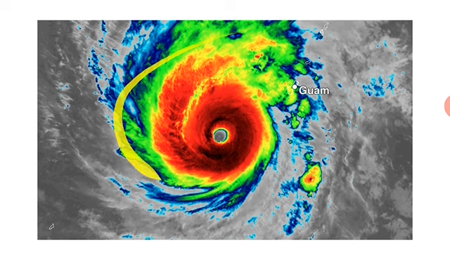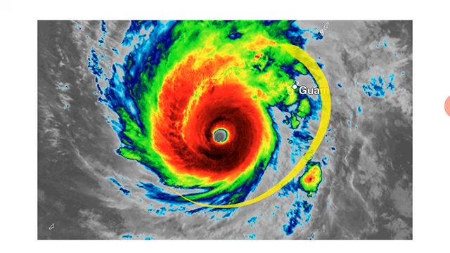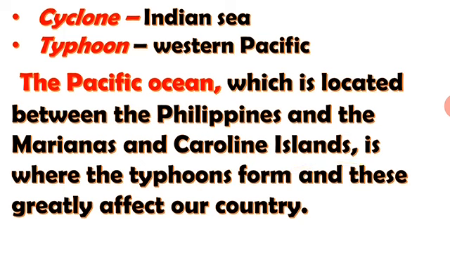So this is an example of a picture of a cyclone. The eye of the cyclone is of course in the middle. Then it is called a cyclone if it forms in the Indian Sea, and a typhoon if its origin is in the western Pacific. So the Pacific Ocean, which is located between the Philippines and the Marianas and Caroline Islands, is where the typhoon forms, and this greatly affects our country.